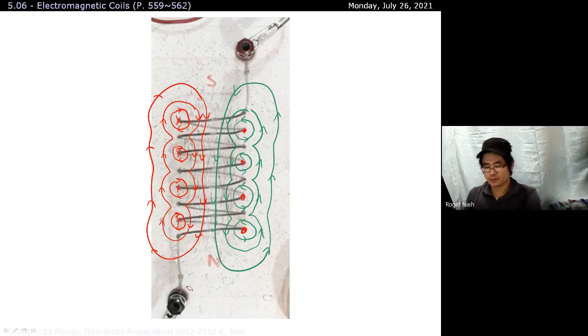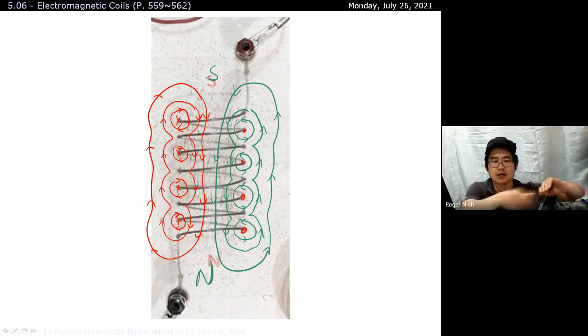Okay. Now, the proof that I'm doing here, you can see that it took quite a while, right? I spent probably 2 to 3 minutes trying to prove that this side here will be north down below, and up above, it will be magnetic south. But there is a much faster way of getting to the answer, and it only takes about 3 seconds. And that is right-hand rule number 2.